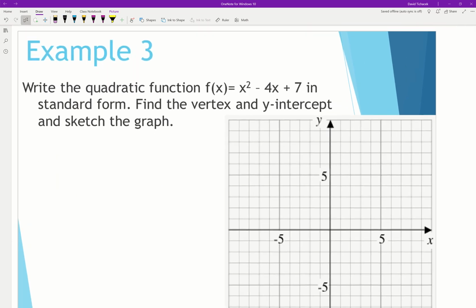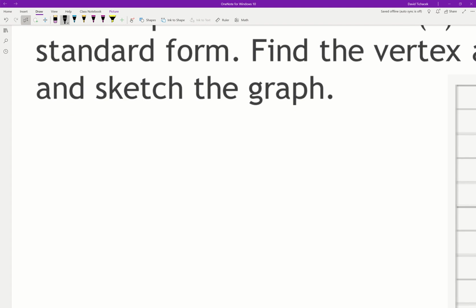So example 3 here, it says, write the quadratic function f of x is equal to x squared minus 4x plus 7 in standard form, and then find the vertex and y-intercept and sketch the graph, okay? So if we start off with that general form function, f of x is equal to x squared minus 4x plus 7, the way that we would want to go ahead and write this in your standard or vertex form is to follow that process of completing the square that we discussed in a couple of videos ago, okay? Although in this context it's going to look a little bit different because we don't have an equation to complete the square with, we have a function to complete the square with, okay?